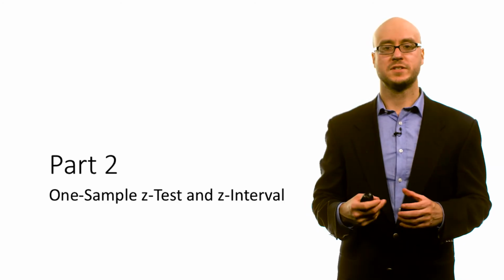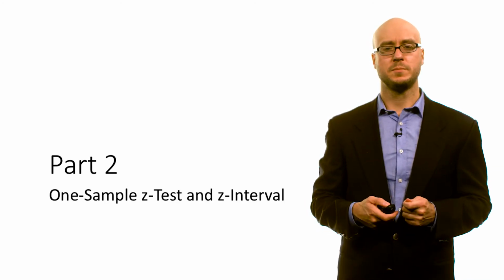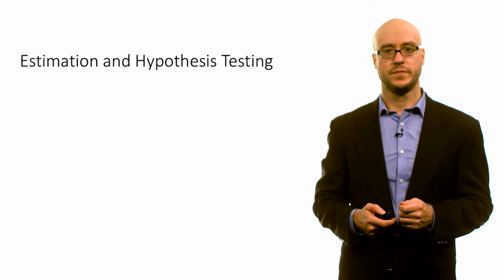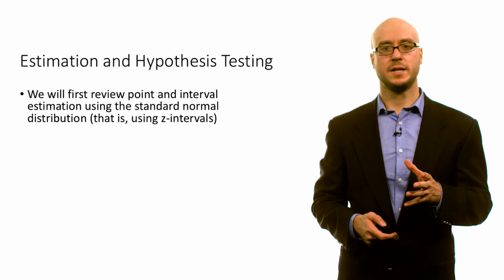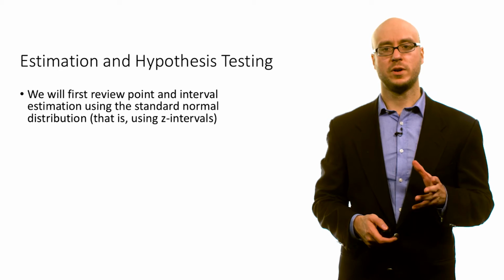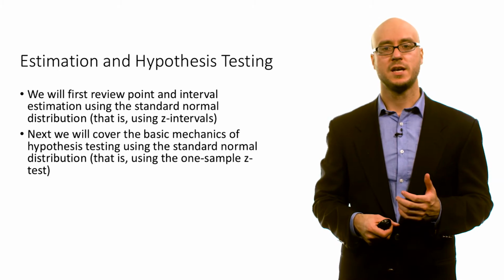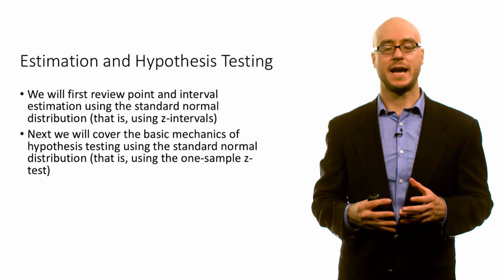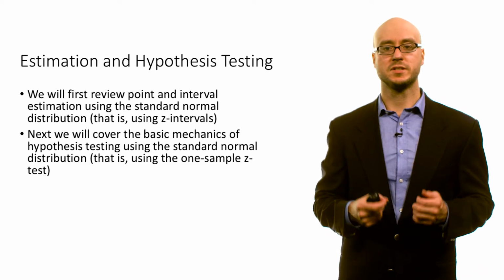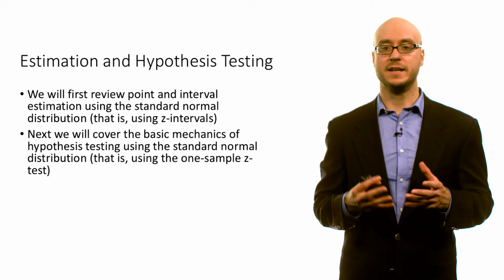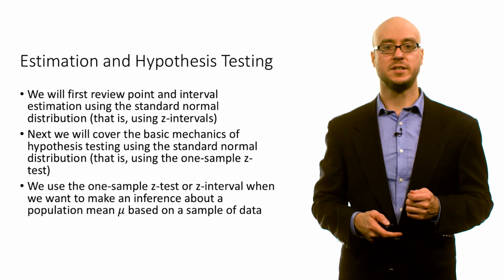For part 2 of this lecture, we're going to talk about the one-sample z-test and the z-interval. So just to keep in mind, we're first going to review point and interval estimation using the standard normal distribution, that is using z-intervals. And then we're going to cover the basic mechanics of hypothesis testing using the standard normal distribution, that is using the one-sample z-test.